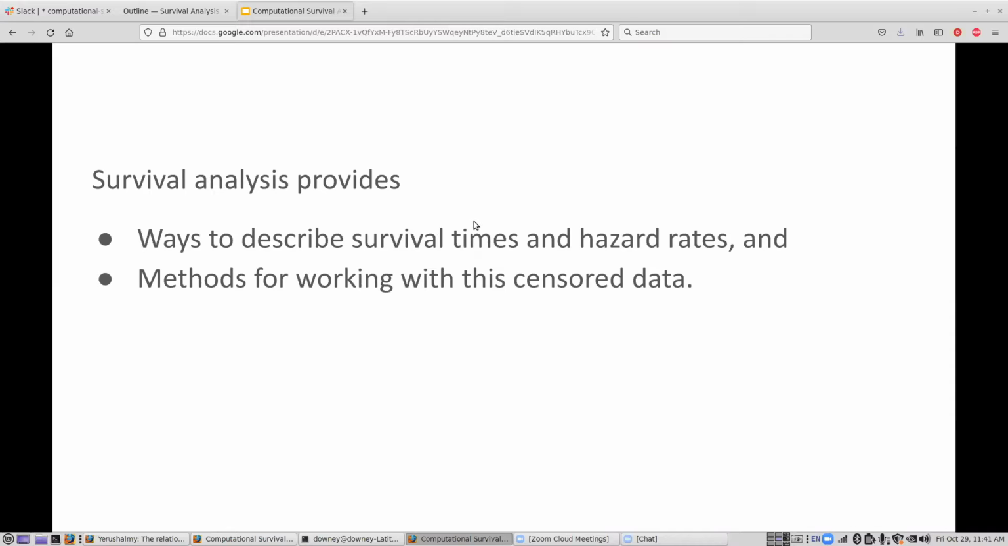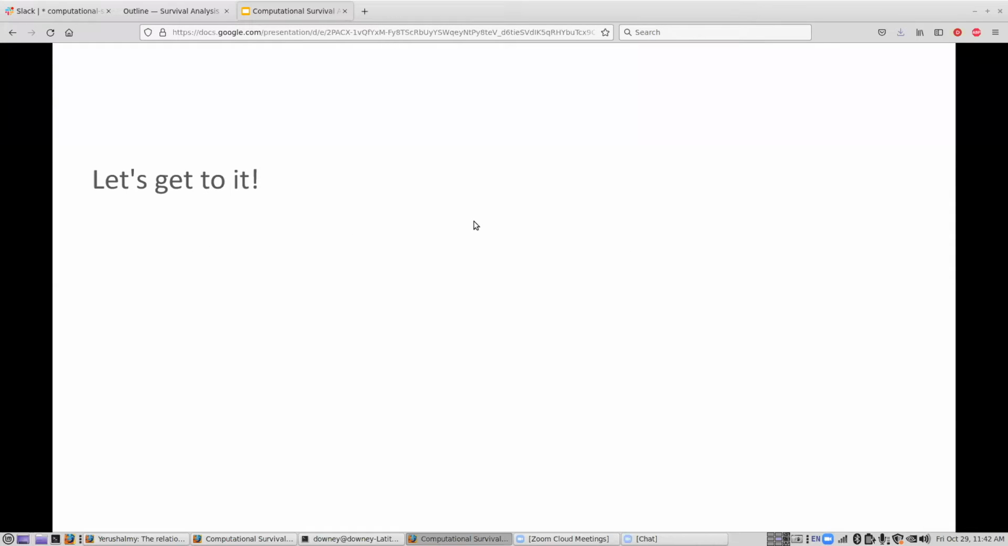So here's our goal. We're going to develop ways of describing survival in terms of survival curves and hazard curves, which I'll define in a minute, and ways of working with censored data of this kind. So we will get to it and dive into the first notebook.